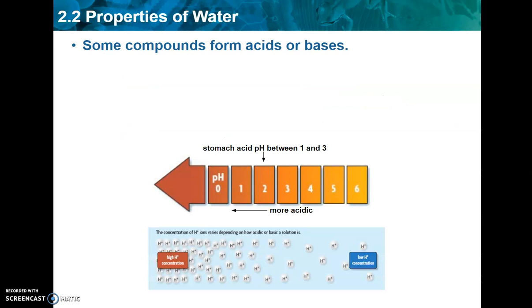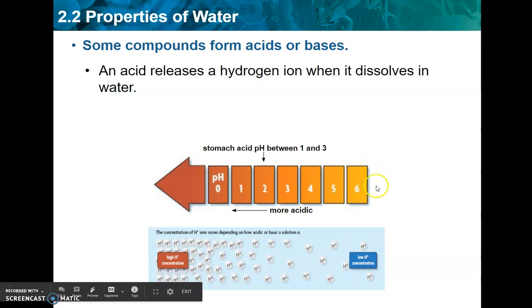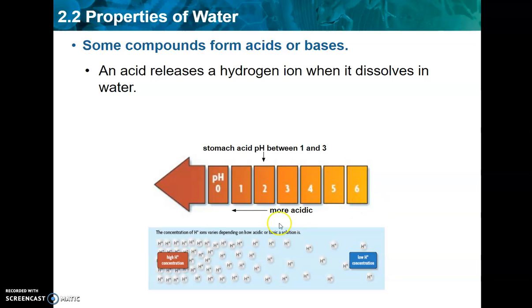Some compounds can form acids or bases. An acid is a substance that releases a hydrogen ion when it's dissolved in water. Your acids are going to have very low numbers on the pH scale. If you look here, you can see that the concentration of those hydrogen ions will vary depending on how acidic or basic something is. 7 is right in between on the pH scale. It goes from 0 to 14, so 7 would be neutral. The lower the number, the closer you get to a 1 or a 0, it's going to be almost all hydrogen ions in there. Those are very acidic substances.